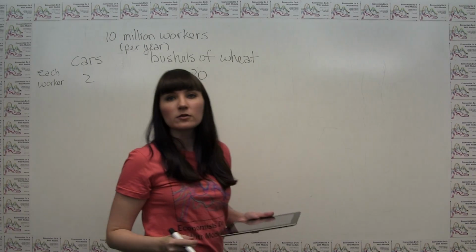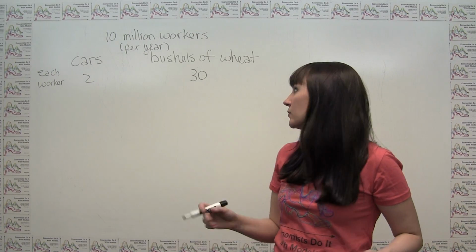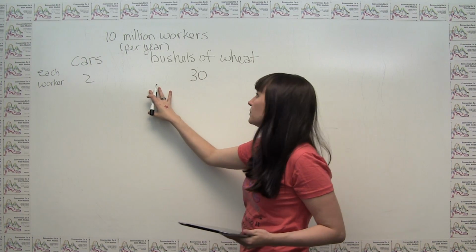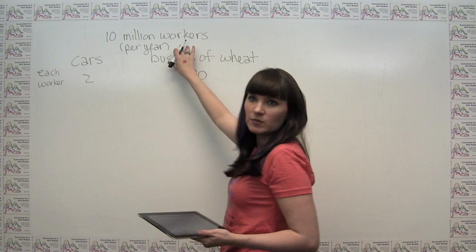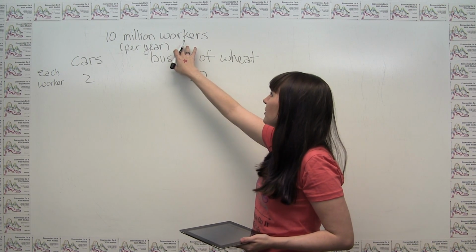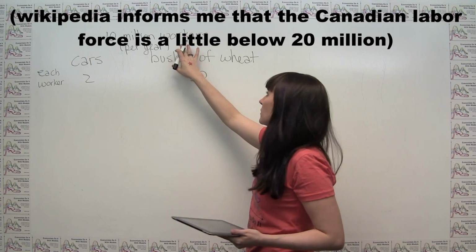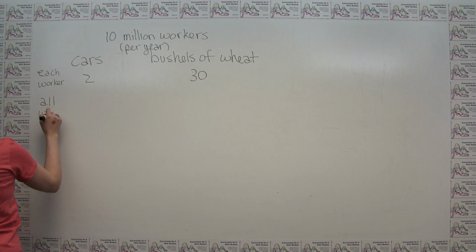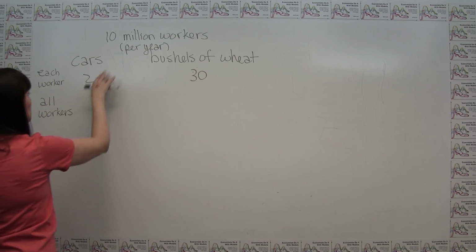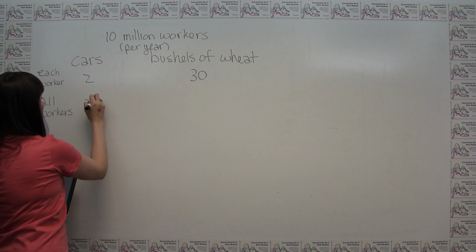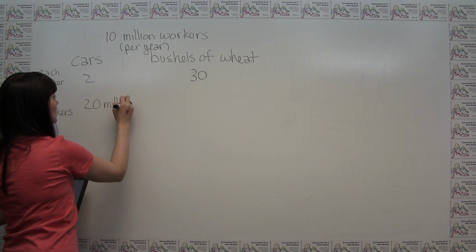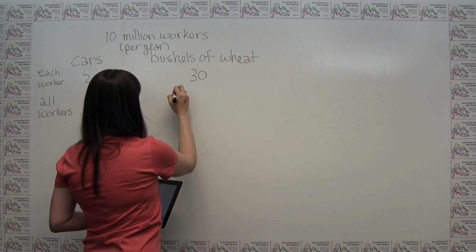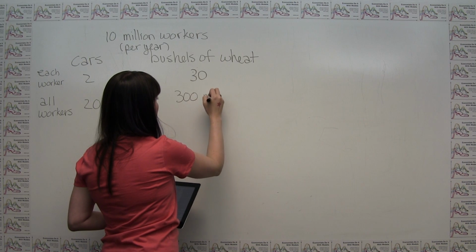Or we could think about those 10 million workers in their entirety, right? So we could do that by just multiplying this each worker number by 10 million. So this whole country, I guess that country being Canada, according to the problem, which I think has way more than 10 million workers, but just let's go with it. We could say for all workers, well, 2 times 10 million is 20 million. And 30 times 10 million is 300 million.